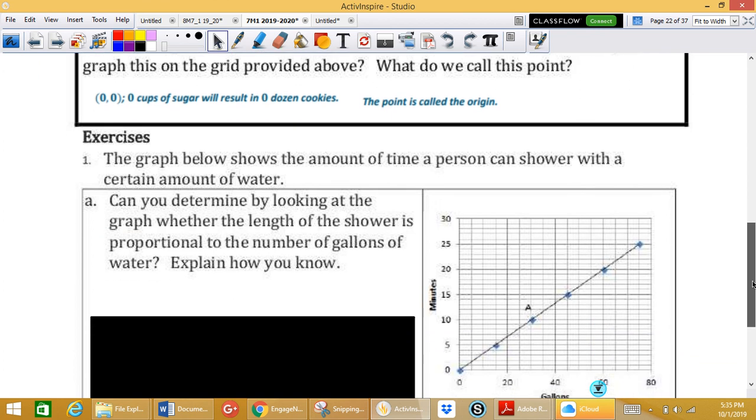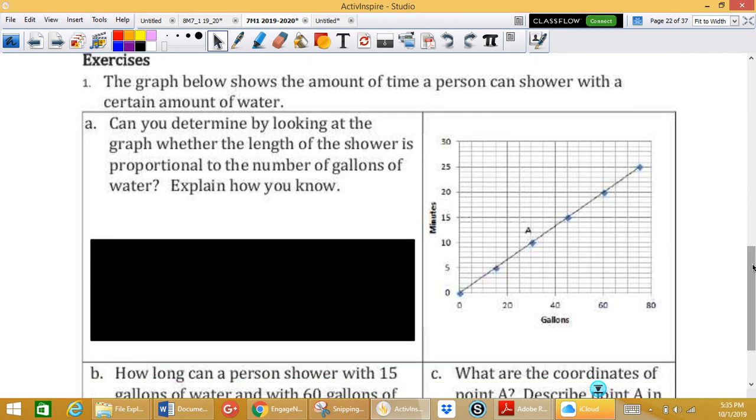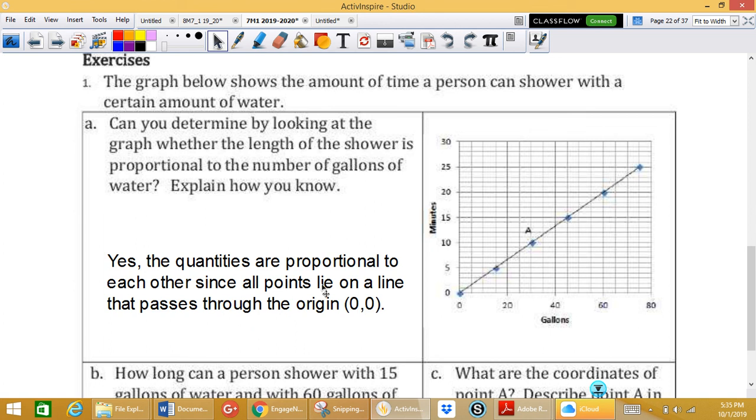The graph below shows the time a person can shower with a certain amount of water. Can you determine by looking at the graph whether the length of the shower is proportional to the number of gallons, and explain how you know? Well, it goes through (0, 0), and it's a straight line. So it is proportional. The quantities are proportional to each other since all points lie on a line and pass through the origin (0, 0).